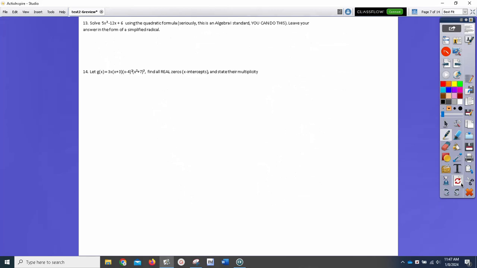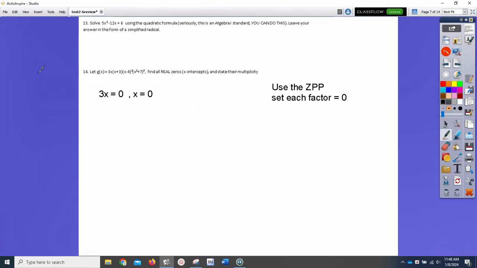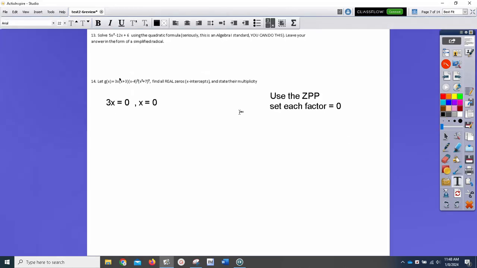14. Find all real zeros, your x-intercepts, and state their multiplicity. This is the zero product property. I'll type this one out. You're going to use the zero product property, and you're going to set each factor equal to 0. So the first one is 3x equals 0. If you divide by 3, x is 0. The multiplicity is the exponent on the x. That has an understood 1. So the multiplicity is 1.